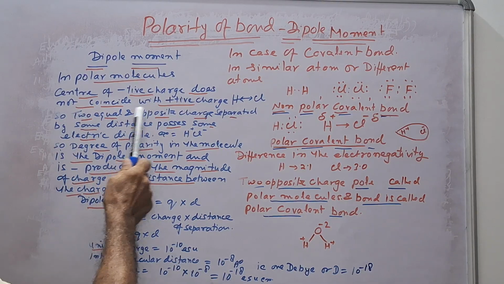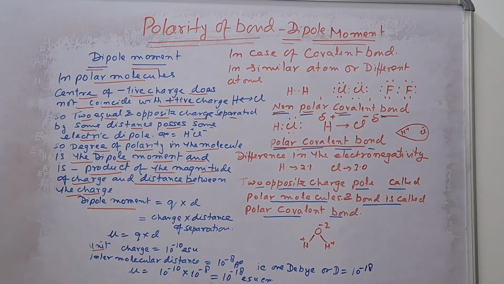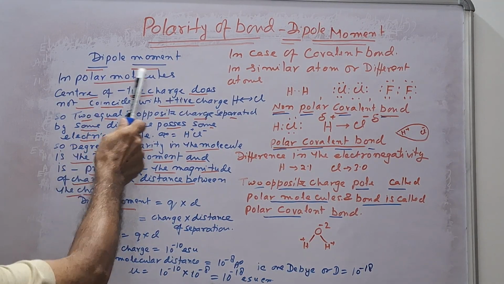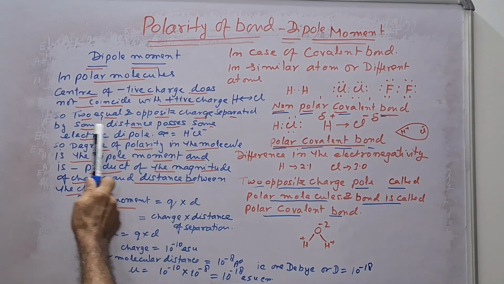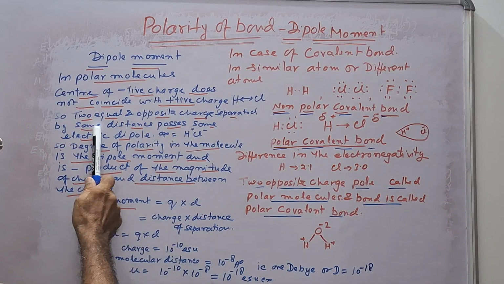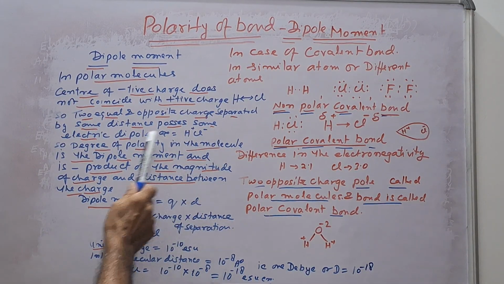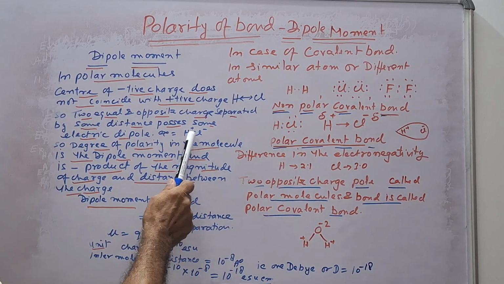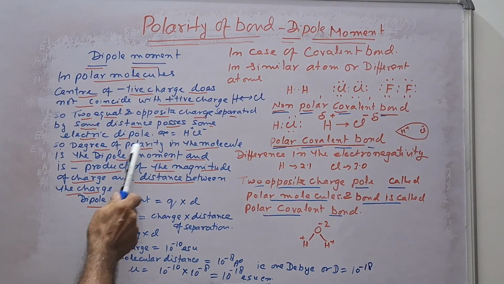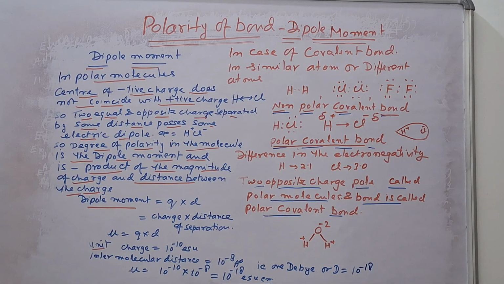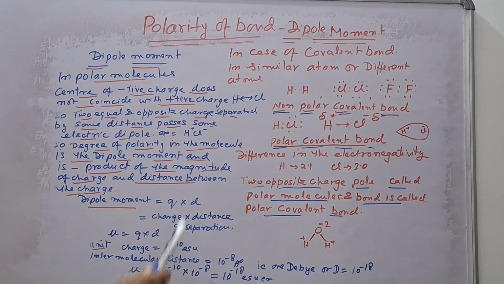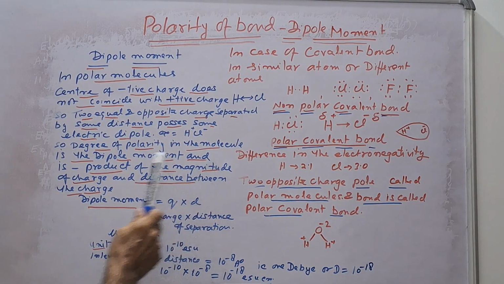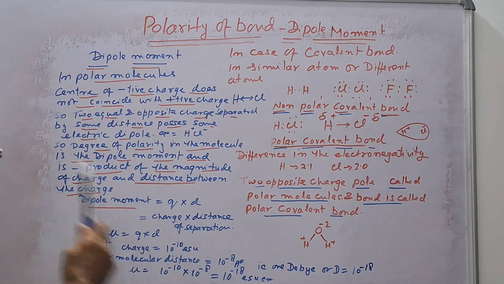So, two equal and opposite charges separated by some distance possess some electric dipole. Again listen, in polar molecules, center of negative charge does not coincide with the positive charge. So, two equal and opposite charges separated by some distance possess some electric dipole. That is what I explained to you in the case of HCl. So, the degree of polarity in the molecule is the dipole moment and is equal to the product of the magnitude of the charge and the distance between the charges.